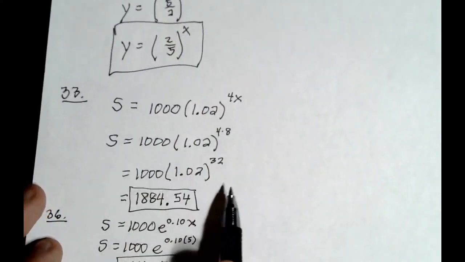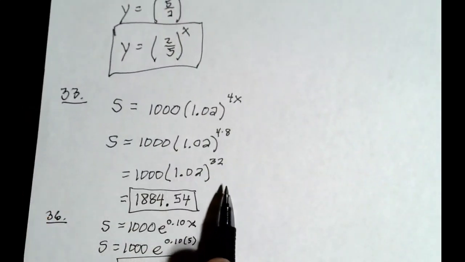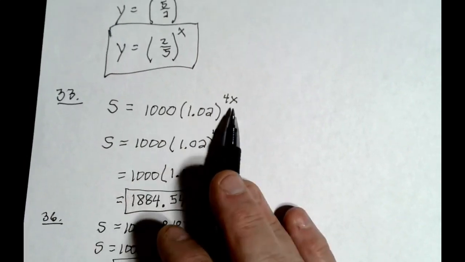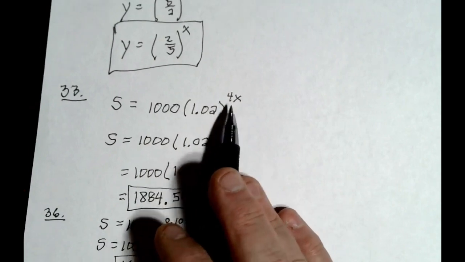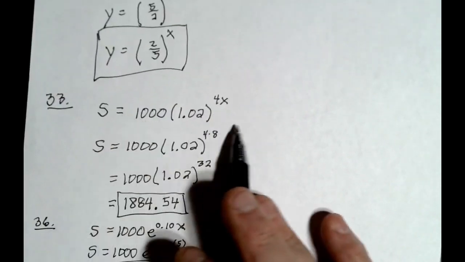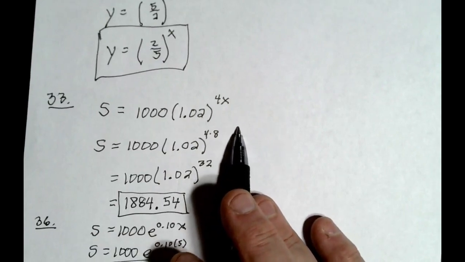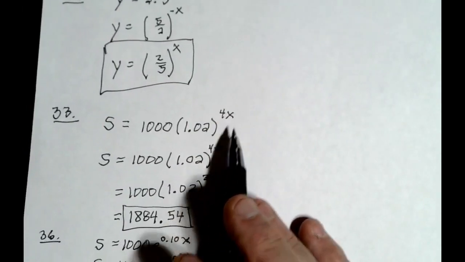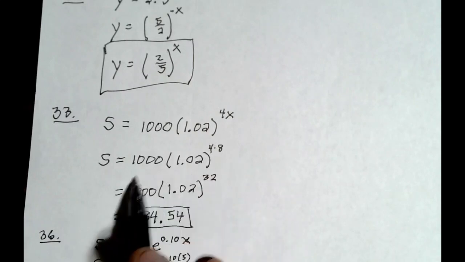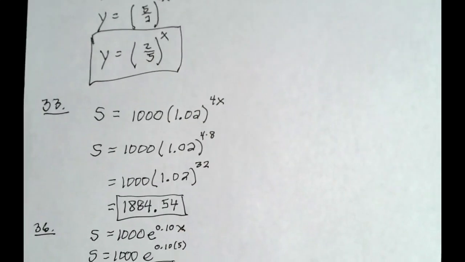Then this one, number 33, they give you a financial situation. They say $1,000 is invested for X years at 8% compounded quarterly, and they give you this formula right here. What amount will result in 8 years? So you plug in 8 for X, and I would figure out what this guy is first and then calculate it, rounded to 2 digits.